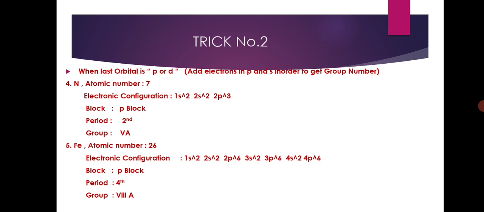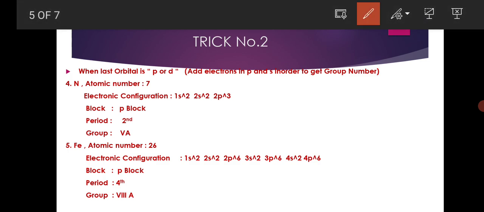Then let us go for trick number 2. When the last orbital is p or d, consider nitrogen. The atomic number is 7 and the electronic configuration of nitrogen is 1s2, 2s2, 2p3. Here the last orbital of nitrogen is p. Then nitrogen belongs to p block. And the highest principal quantum number of nitrogen is 2. Then the period of nitrogen is second.